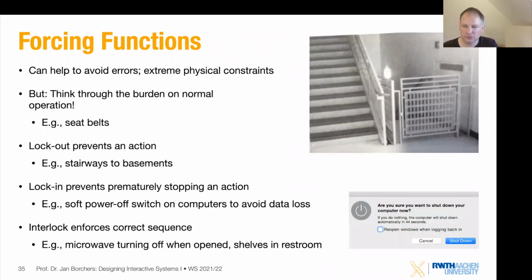And then finally, interlocks, which we often see, for example, in kitchen appliances and safety switches in workshops, enforce a correct sequence. So you are basically forced to do one thing first and then the other. For example, it's really hard to expose yourself to microwave radiation from your microwave because your microwave will turn off when you open it. So that has an interlock built in where it's impossible to run it with the door open.